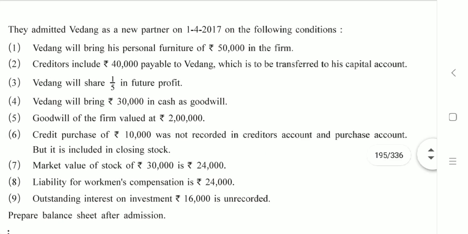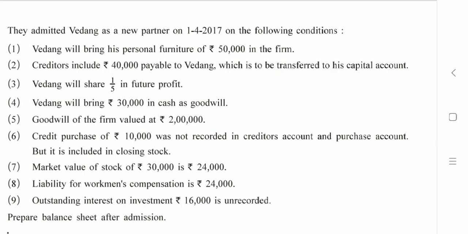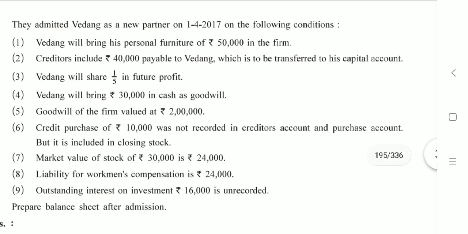So now cash will be replaced with furniture. What comes in the form? Furniture. So the journal entry will be furniture account debit 50,000. If you want to write down journal entry for the purpose of your understanding, you can write it down. If you are solving sum along with me, I'll dictate the journal entry. Furniture account debit 50,000 to Vedang's capital account.